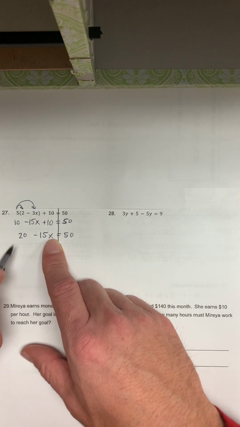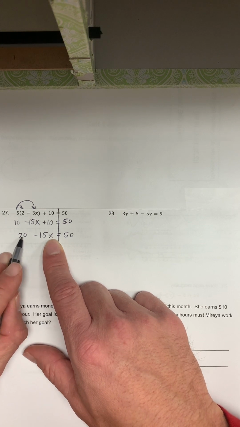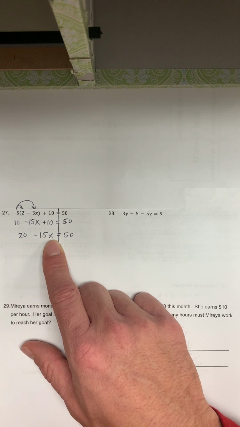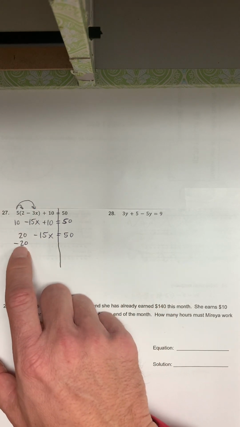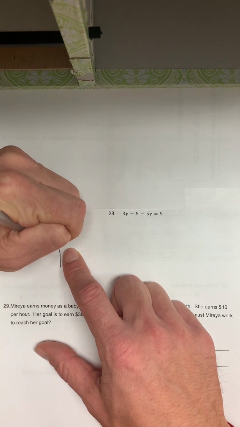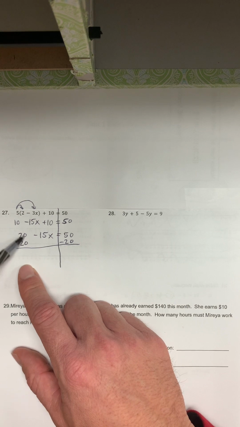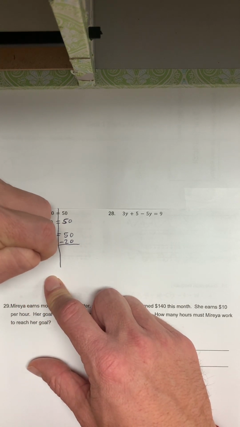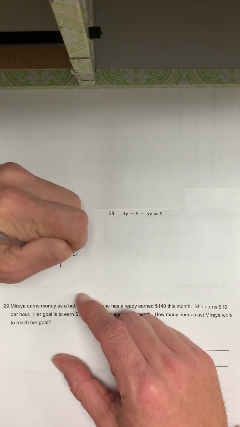So there's a rule that says you always move the one that's not connected first. So first we're going to take this 20, and we're going to move it over to the other side. This is a positive 20, so the opposite of a positive 20 would be a negative 20. So I'm going to go minus 20 over here, and I have to do it to the other side as well. So let's see what we've got now. So these 20s cancel out. The only thing left over here is negative 15x. And 50 minus 20 is 30, so 30.